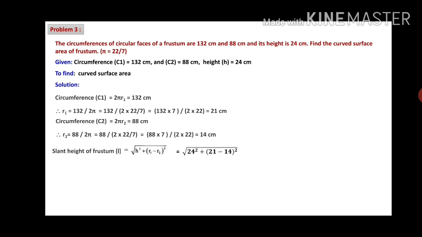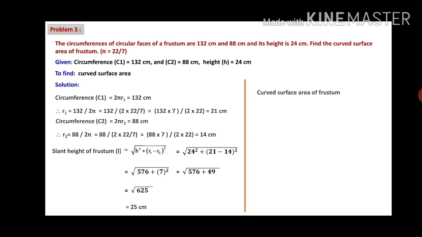Friends, first of all, we have to calculate the slant height of the frustum, which will be equal to under root h square plus bracket R1 minus R2 bracket raised to square, which will be equal to 24 square plus bracket 21 minus 14 bracket raised to square. So it will be 576 plus 7 raised to square, which will be 576 plus 49. So that will be under root 625, and which is L, 25 centimeter.